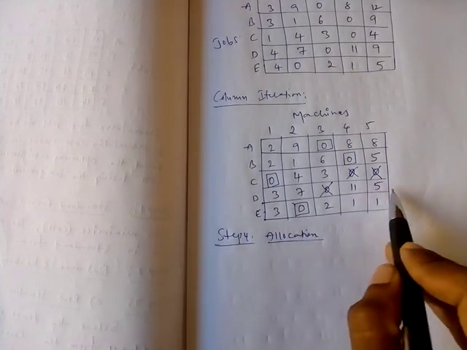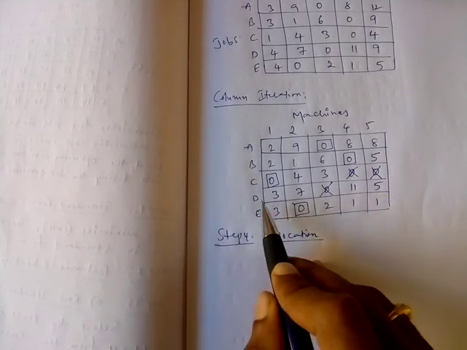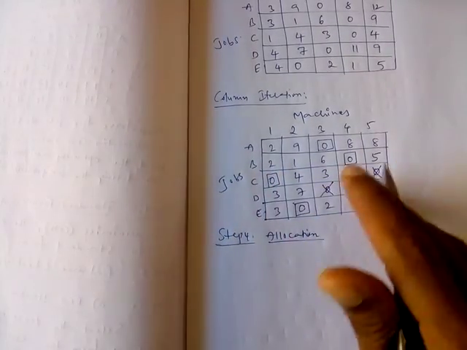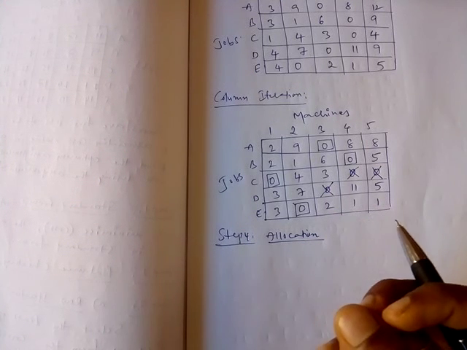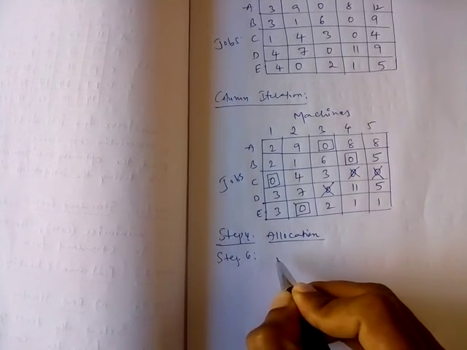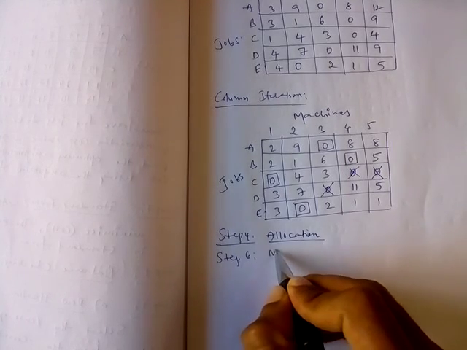See, D is not assigned to any mission. The job D is not assigned to any mission, so we have to move to the other step. So that is marking. Step number 6, marking.